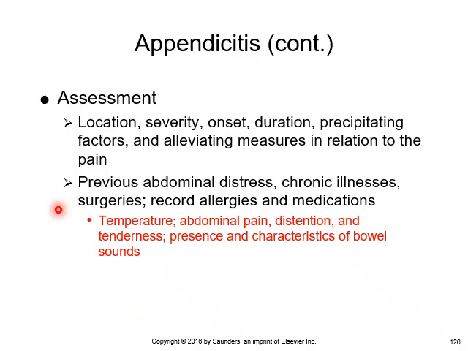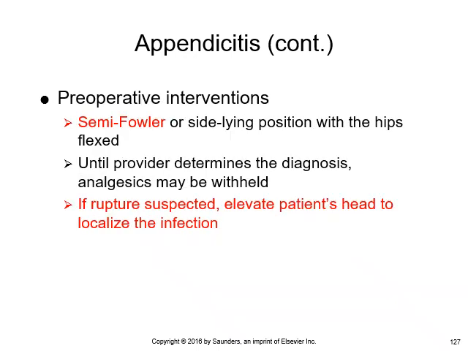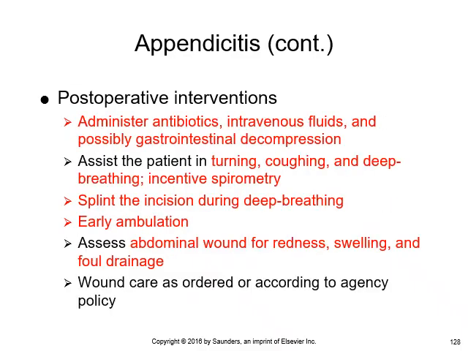We do assessment for appendicitis. We're going to check for the temperature, abdominal pain, distension and tenderness, presence and characteristics of bowel sounds. Before the surgery, patient should be in a semi-Fowler or side-lying position with the hips flexed. If rupture is suspected, elevate the patient's head to localize the infection.